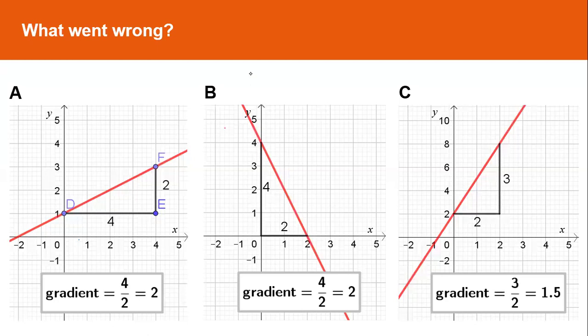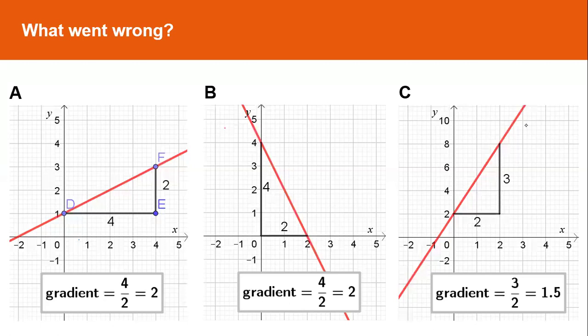For A, the gradient they have said is 4 out of 2, but when we are finding gradient, it is change in height out of horizontal distance. So here, our change in height is 2 and the horizontal distance is 4. So it is wrong because they have used the change in height as 4. Okay, very good. Thank you. That is correct.